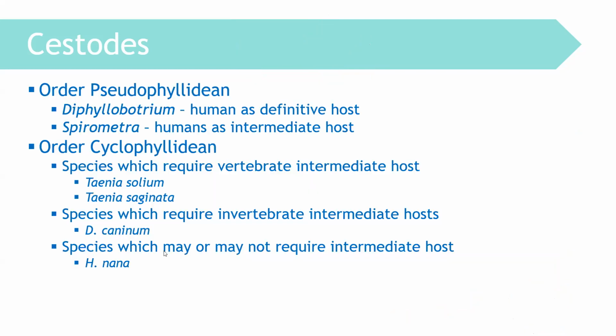All right. So again, here are your pseudophyllideans. You have your Diphyllobothrium latum, which requires a human as the definitive host. Diphyllobothrium latum definitive host is human. Spirometra, humans are intermediate host, which means humans allow the development of the larval stage of Spirometra. Further, cyclophyllidean includes your Taenia saginata and Taenia solium, which requires vertebrate intermediate host.